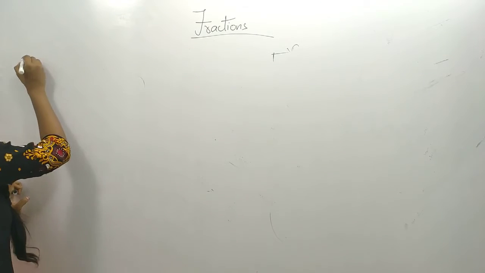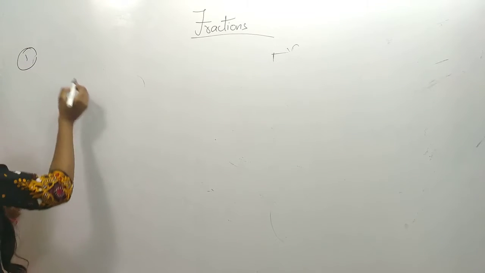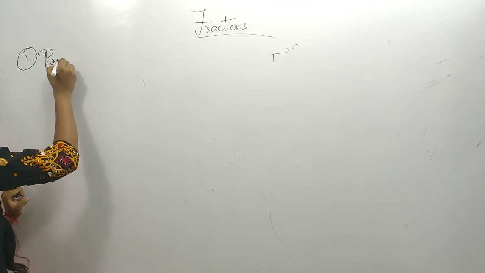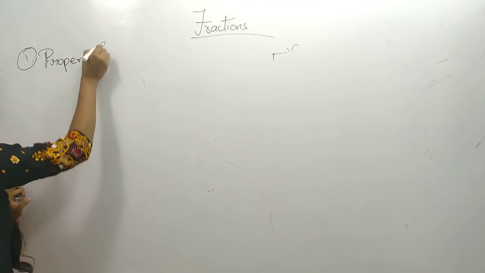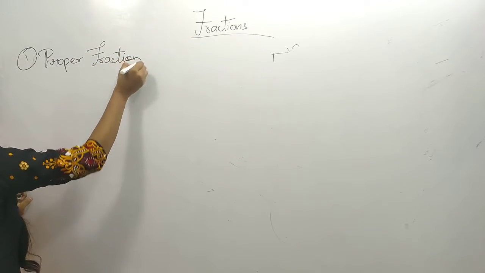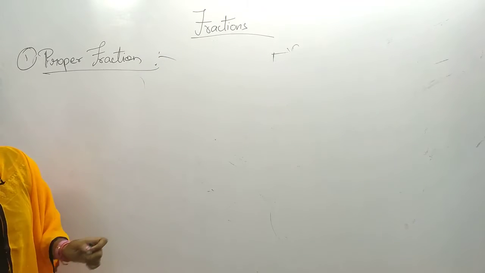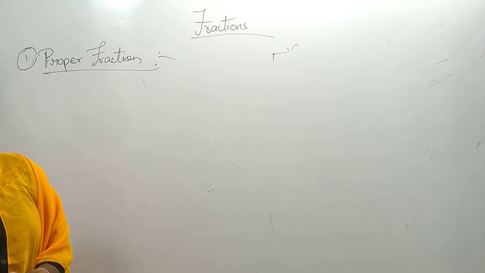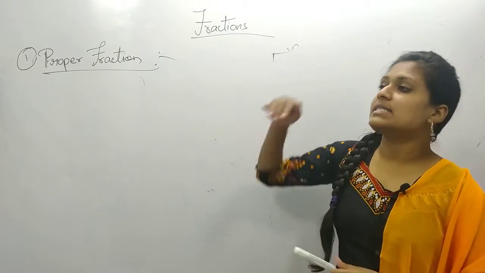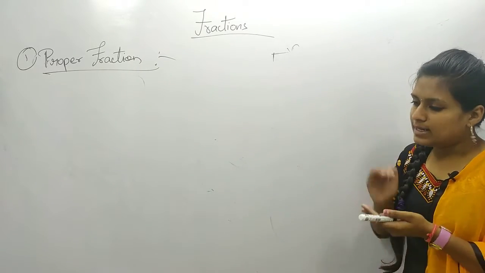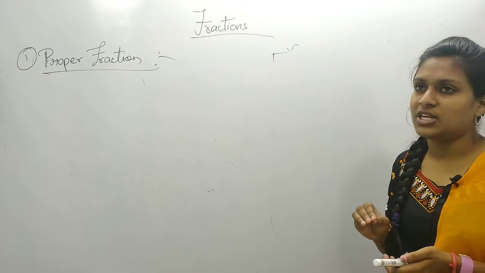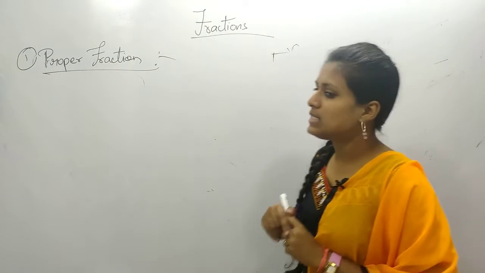Let's take first the types of fractions. Among that, we'll take first one, proper fraction. Keep in your mind that when a numerator is less than the denominator, it is called a proper fraction. Let's see one example.